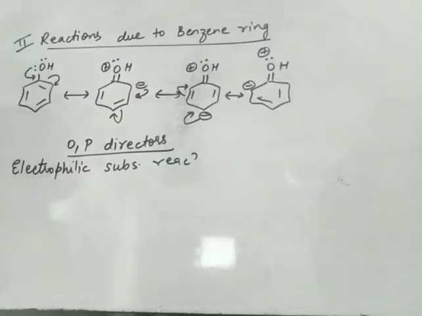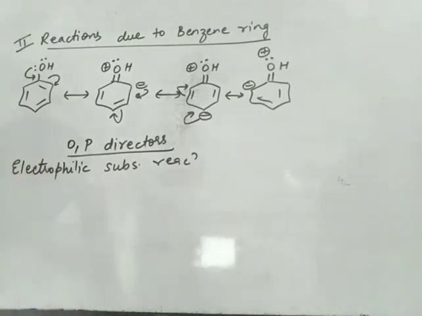So the first type of chemical properties of phenols, in which the phenolic group participates, is over. Now we'll discuss those reactions in which the phenol group will not participate but instead the benzene ring will take part. That is, whatever substitutions are taking place, they will occur on the benzene ring.